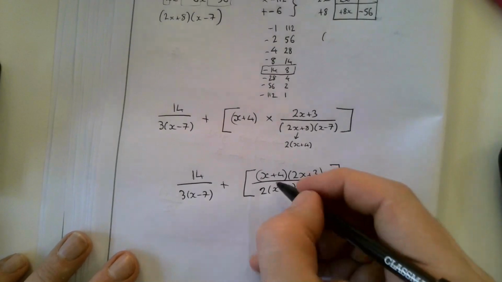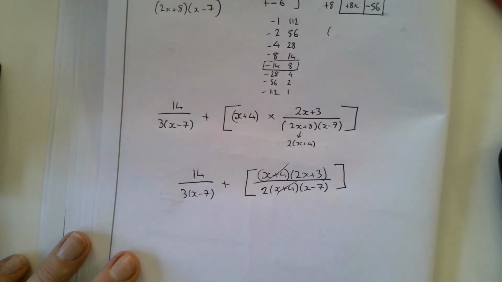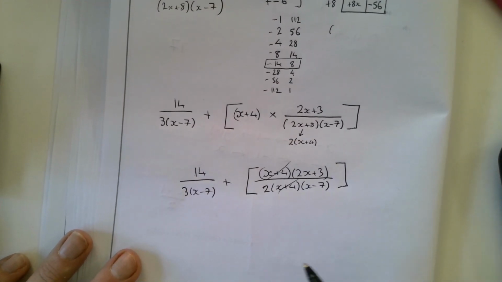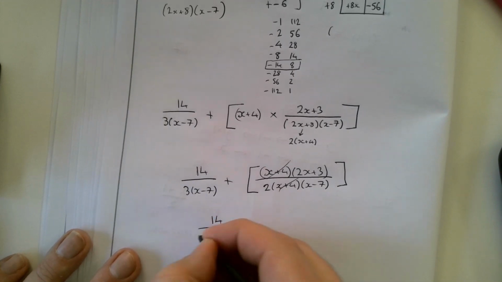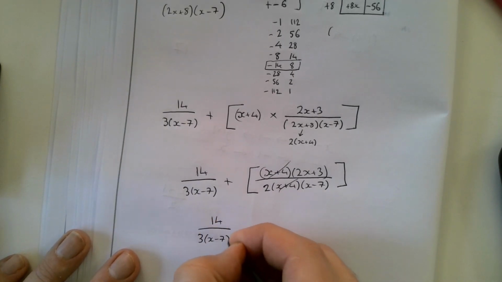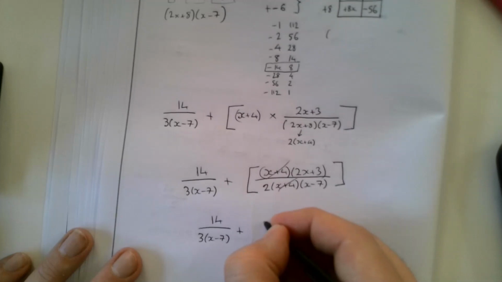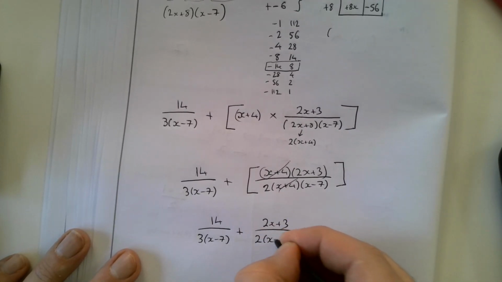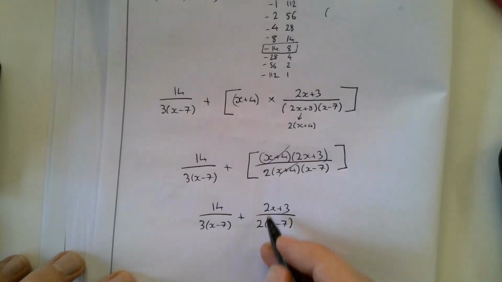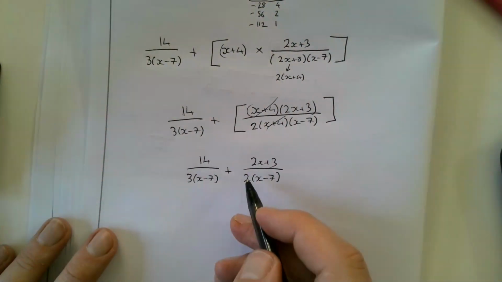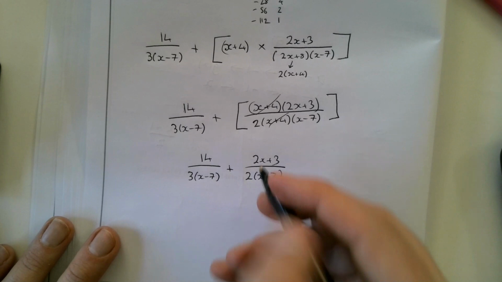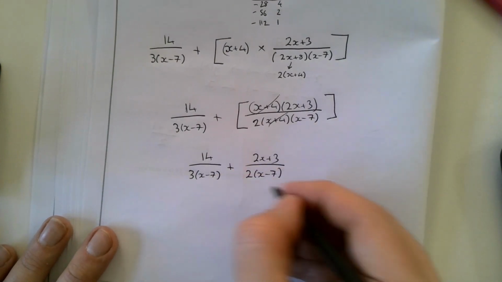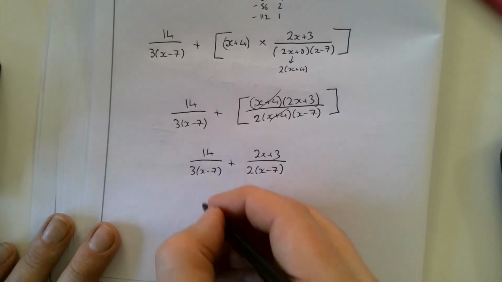Now what can I cancel? Well, actually I've got an x plus 4 and an x plus 4, so they can cancel off. So I've got 14 over 3 lots of x minus 7 plus 2x plus 3 over 2 lots of x minus 7. So there are different ways to do this, but I'm just going to make my denominator, my bottom number, 6 lots of x minus 7.